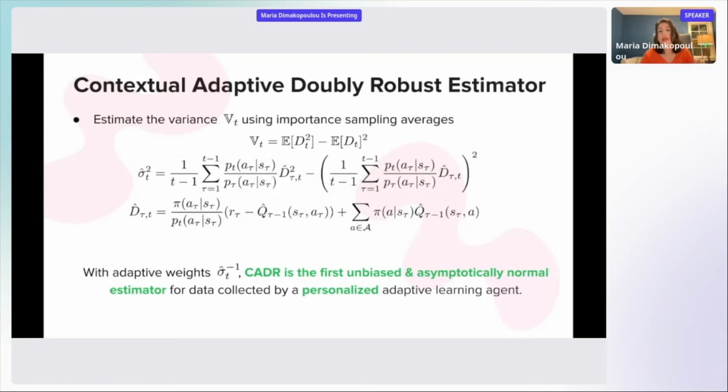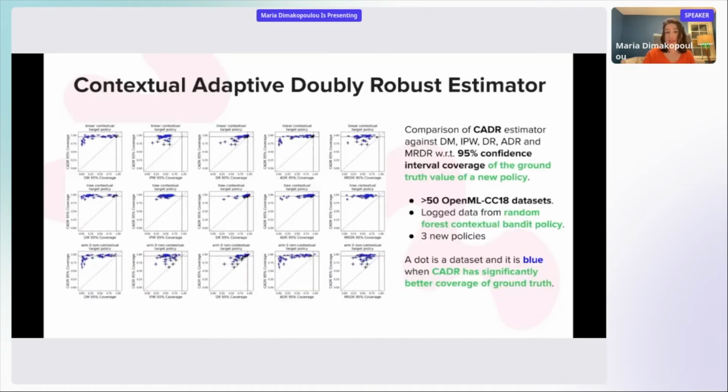And then we estimate the expectations by taking averages of this D hat tau squared and D hat tau weighted by the importance sampling weights p_t, which is the propensity score of observation t, divided by p_tau, which is the propensity score of a previous observation tau. And using as weights the 1 over sigma hat t, we will get the contextual adaptive doubly robust estimator, which is both unbiased and asymptotically normal, both for unpersonalized and personalized policies. In fact, this was the first unbiased and asymptotically normal estimator for data collected by a contextual adaptive learning agent.